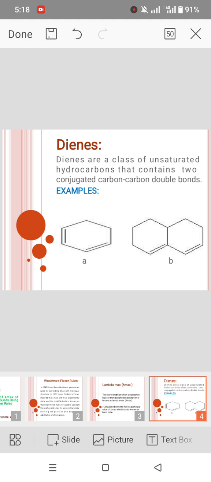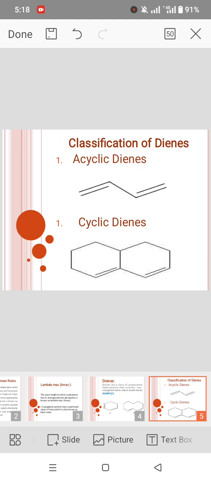In example A, I have a single six-member ring with two conjugated carbon-carbon double bonds, and the presence of these two conjugated carbon-carbon double bonds shows that the compound is a diene. On the other hand, I have a fused form of ring, and this ring again contains two conjugated carbon-carbon double bonds. So the presence of these two conjugated carbon-carbon double bonds shows that such kind of compounds are called dienes.